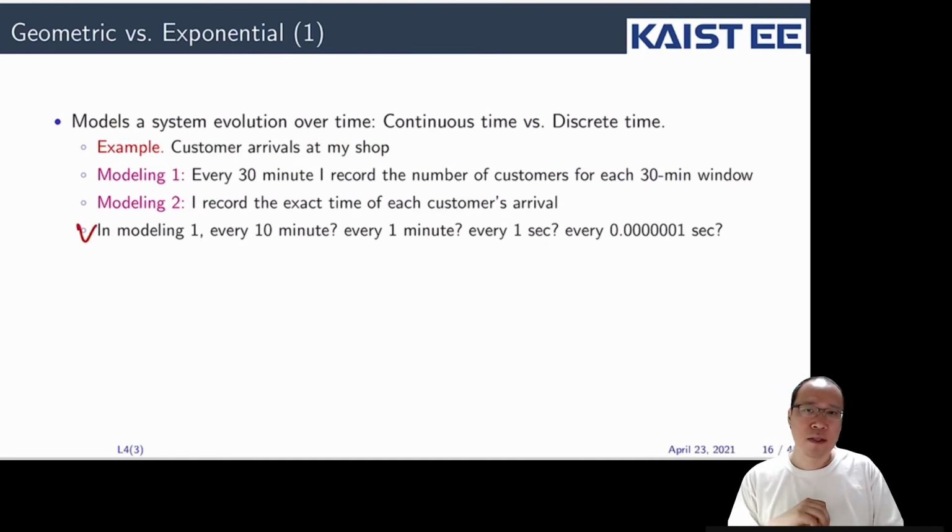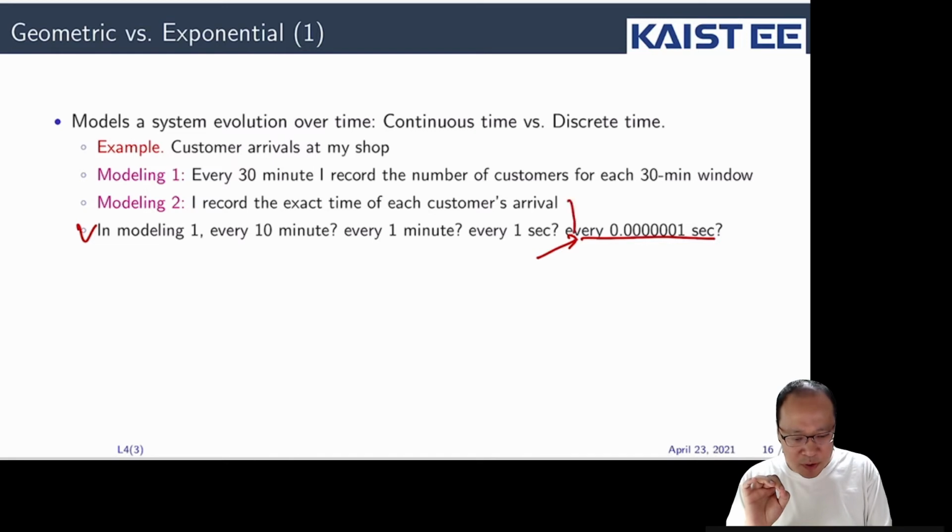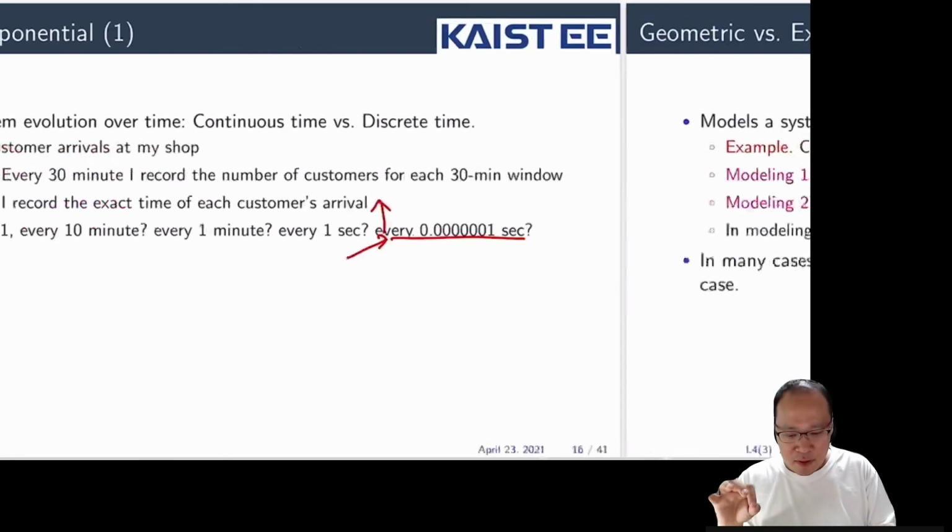Now, in modeling 1, rather than recording the number of customers every 30 minutes, what about every 10 minutes? What about every 1 minute? What about every 1 second? What about every 0.0000001 second? Now, one can easily conjecture that if you record the number of customers every like 0.0001 second, it's almost equal to the modeling 2, right? Because the granularity of time is really small. That is almost to track the customer arrivals at the real time, like continuous time, right?